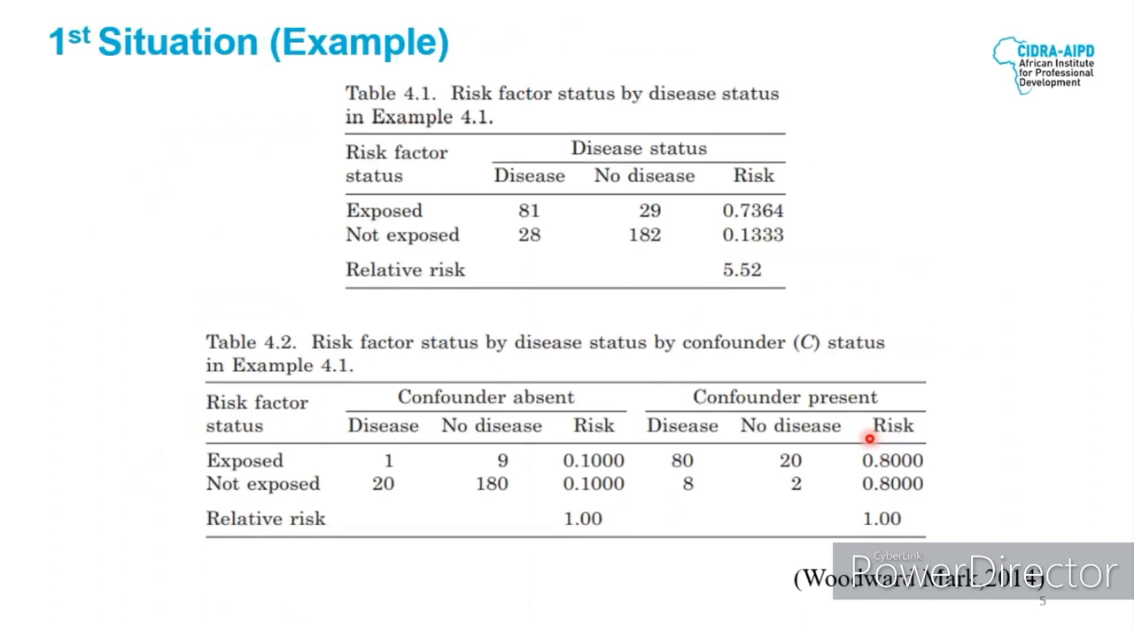Let us consider the first situation where confounding is present. Table 4.1 shows the cross-tabulation of risk factor status, exposure and no exposure in these examples, and disease outcome of a hypothetical prospective study of 320 subjects. So now we can find the relative risk present here. For the formula, the disease status has to be in disease and the risk factor status has to be exposed. So 81 multiplied by 28 plus 182 will be in the numerator, and in the denominator it will be 28 multiplied by 81 and 29. If we put in this formula, we will get the relative risk, which is 5.52.